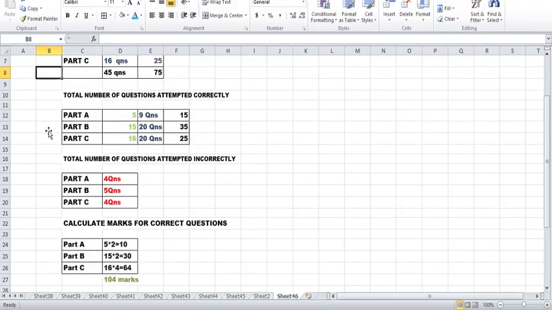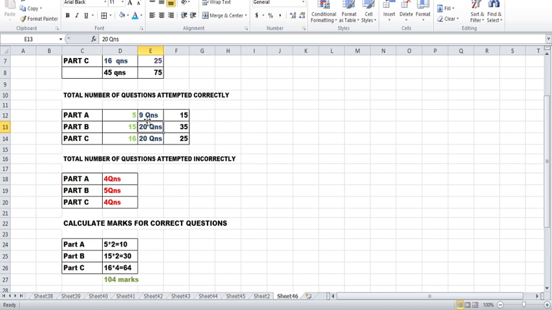Next, the total number of questions attempted correctly. Because the CSIR exam has negative marking, now you have the response sheet also, friends. I think you will calculate which questions you gave a correct option and which questions you gave a wrong option. From the 9 questions in part A you got 5 correct, in part B you had attempted 20 questions and 15 questions are correct, and from part C you had attempted 20 questions and 16 questions are correct.